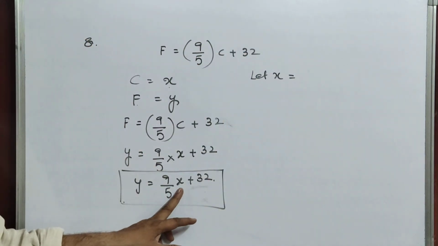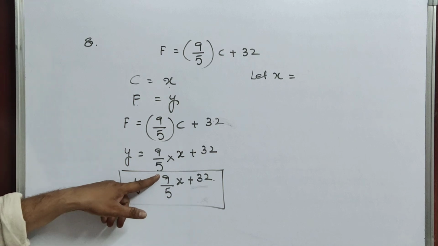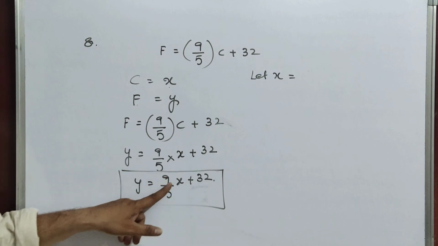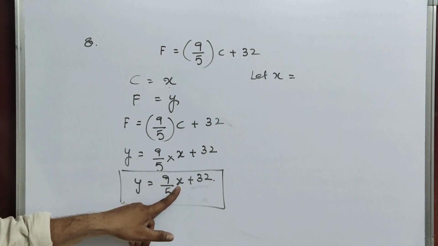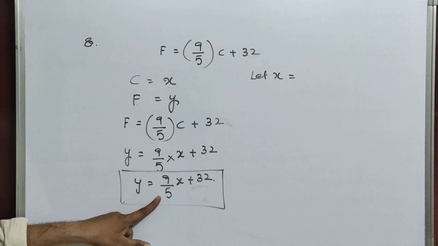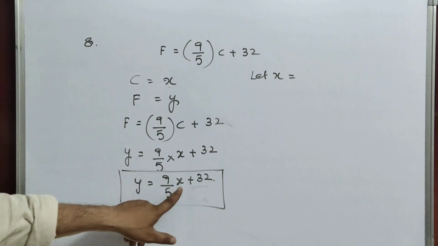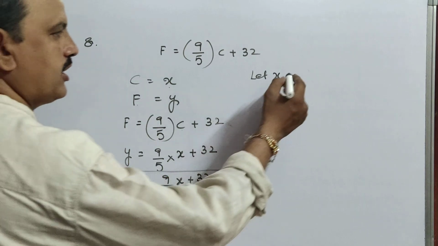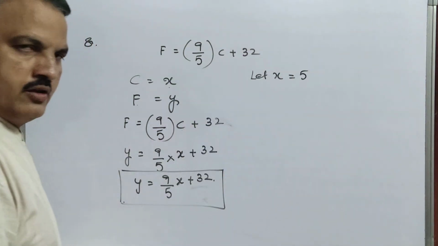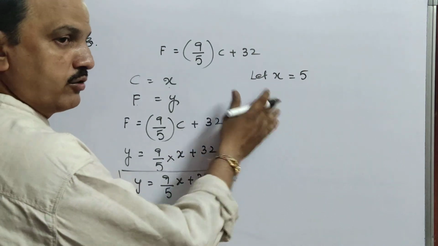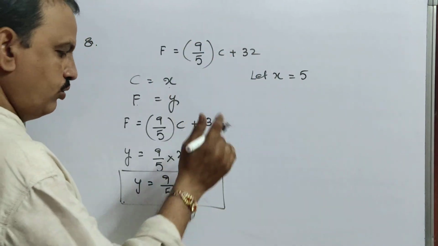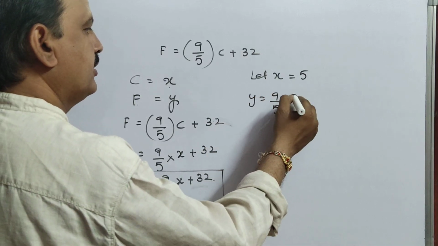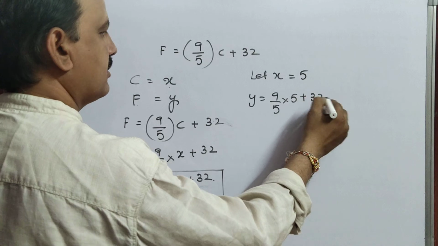Now here, let x equals, you have to be very particular about the value of x, because here y equals 9/5 times x plus 32. Whatever value of x you take, see that it should be divisible by 5. Suppose I am taking 5 only. This one you have to do on your own. I am giving you just one clue: y equals 9/5 into 5 plus 32.